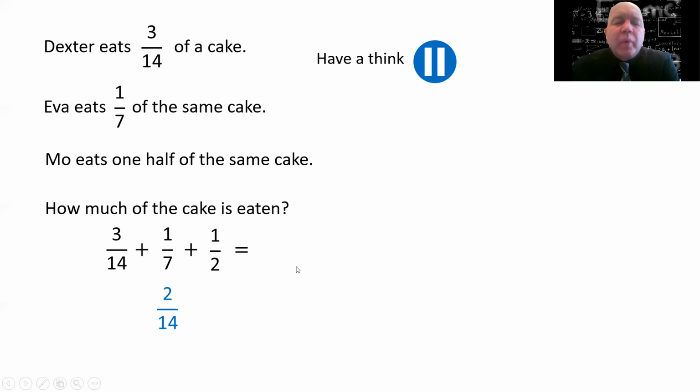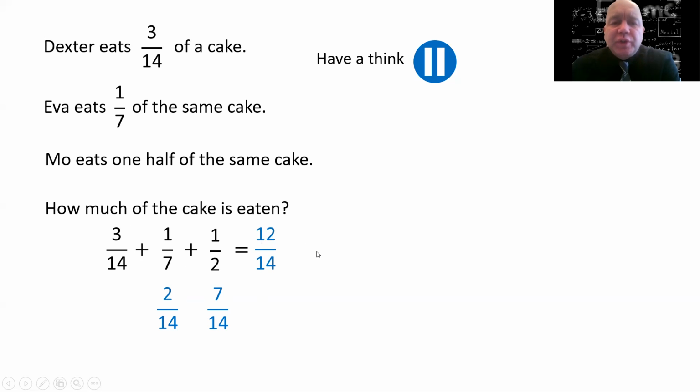The half, we're going to multiply by 7. 2 times 7 is 14. 1 times 7 is 7. So 1/2 is equivalent to 7/14. So we've got 3/14, 2/14, and 7/14. We can now do the addition. Altogether, 3 plus 2 is 5, plus 7 is 12.